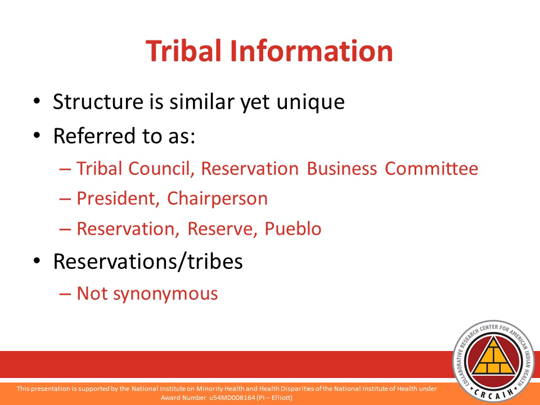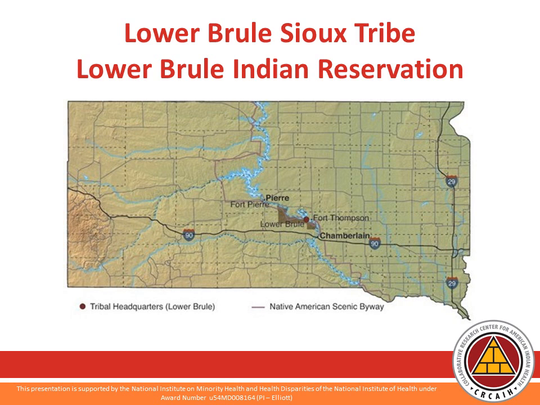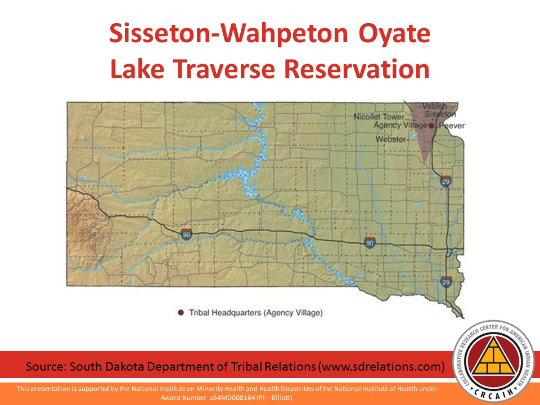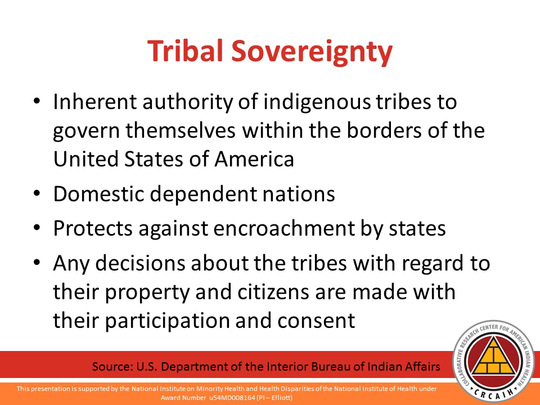There are about 310 Indian reservations in the United States and over 560 recognized tribes, which means not all tribes have reservation land. I don't want to do much more than dip our toes into this topic because it can get very confusing, but I wanted to bring it up to show you how the two are different. Many tribes and reservations share the same name, such as the Lower Brule Sioux tribe on the Lower Brule Indian Reservation, but others, like the Sisseton-Wahpeton Oyate, reside on the Lake Traverse Reservation.